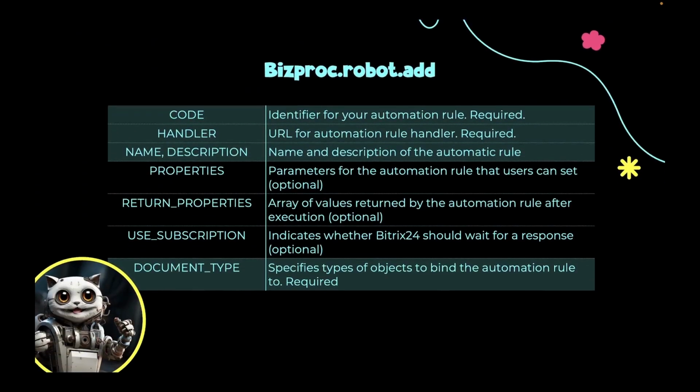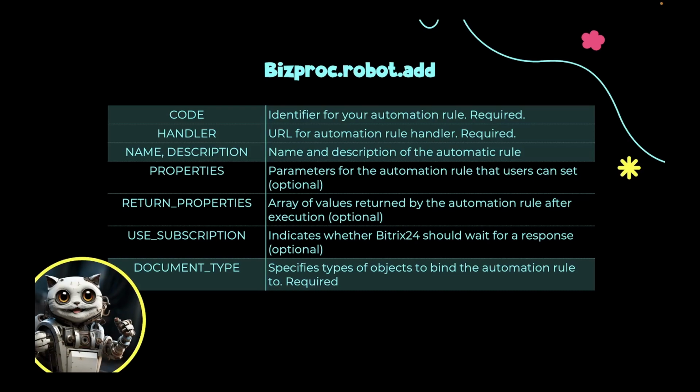To add your own automation rule in Bitrix24, you can use the bizproc.robot.add method, specifying these main parameters. Code, a unique symbolic identifier for your application rule. Handler, the URL of the automation rule handler where requests from Bitrix24 will be sent. The name and description of the automation rule in the Bitrix24 user interface.